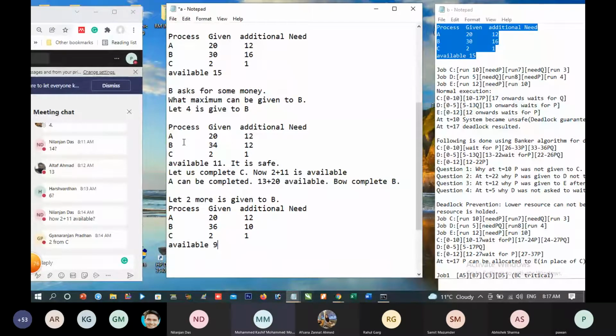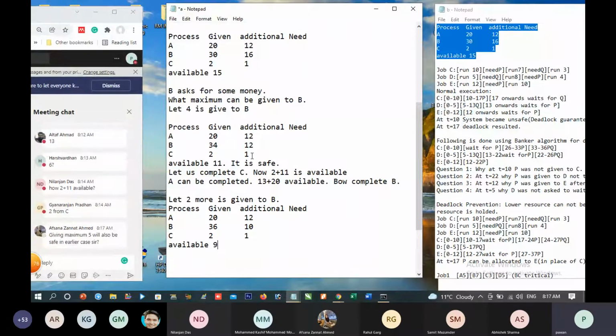Sir, after the completion of C, there will be 11 available. No, you see, when C completes, 2 were already given to C. So those 2 will be released. So 11 plus 2, 13 will be available. Not only 4 but more than 5 are also possible. Yes.